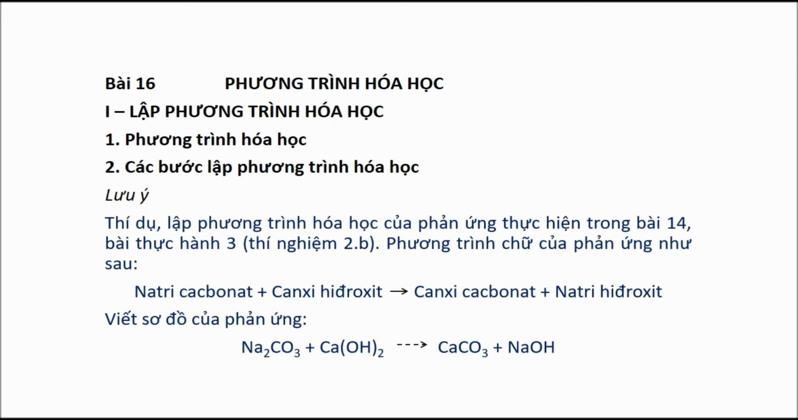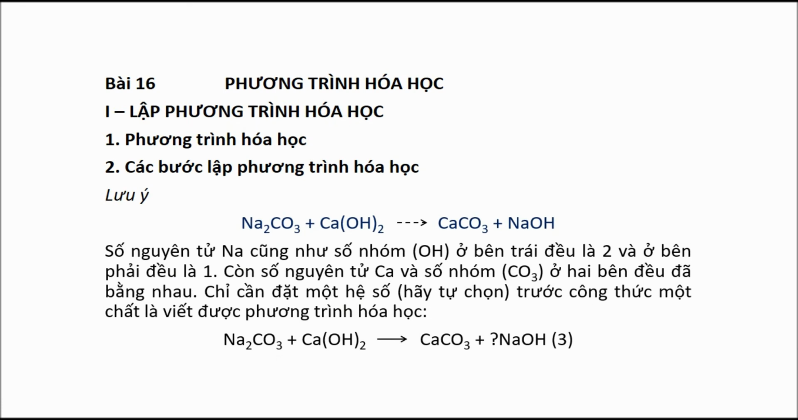For example, write the chemical equation of the reaction carried out in Lesson 14, Practice 3, Experiment 2b. The chemical equation in words of the reaction is as follows. Sodium carbonate plus calcium hydroxide arrow calcium carbonate plus sodium hydroxide. Write the skeleton equation. Na2CO3 plus Ca(OH)2 arrow CaCO3 plus NaOH. The number of both Na atoms and OH groups on the left is 2 and on the right is 1, and the numbers of Ca atoms and CO3 groups in both sides are balanced.